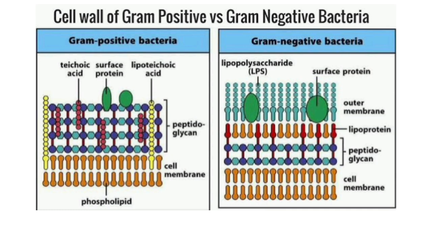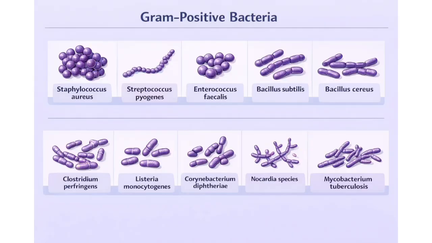The gram-positive bacterial cell wall has a thick peptidoglycan layer, that is 20 to 80 nanometers. It contains teichoic acids and lipoteichoic acids. No outer membrane is present outside it, and it has low lipid content. Examples of gram-positive bacteria are Staphylococcus aureus, Streptococcus pyogenes, Bacillus subtilis, Lactobacillus.